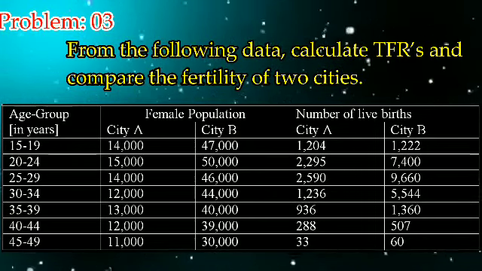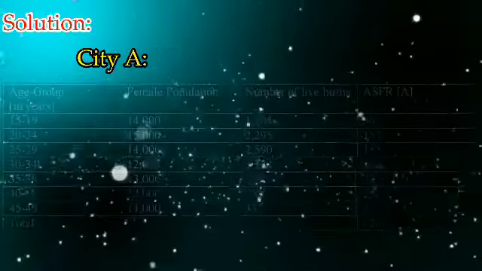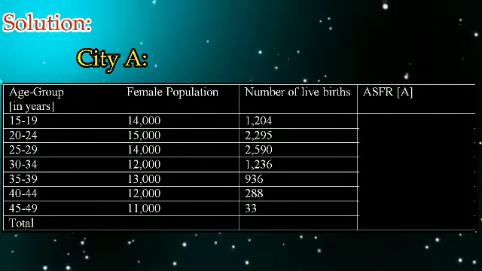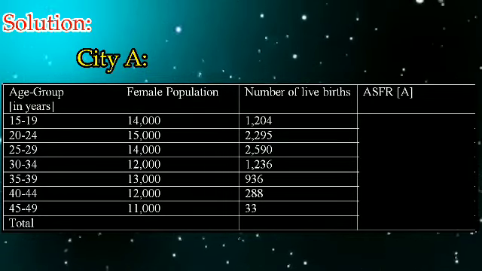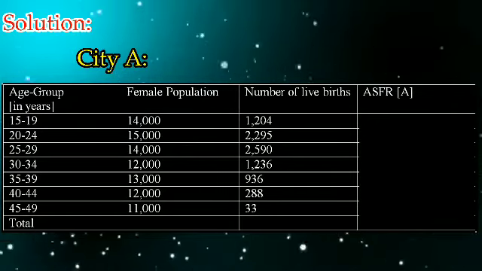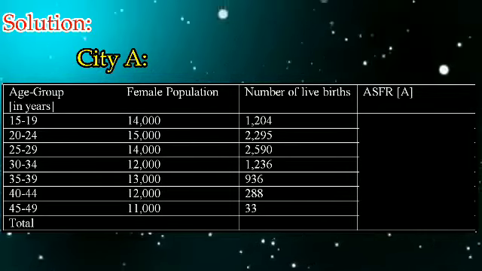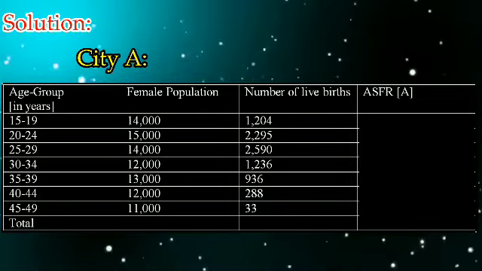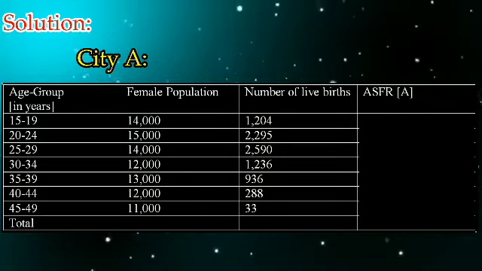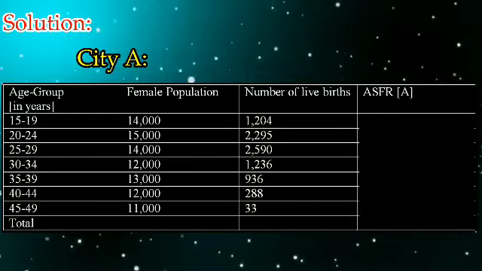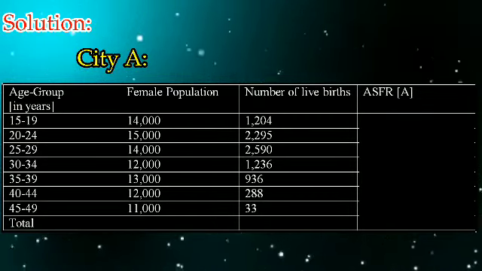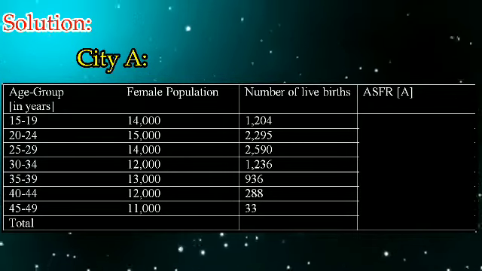Now, in order to find TFR, as we all know, first you should find the ASFR values for both the cities. So, solution. Under solution, draw a table and consider the data related to the first city, that is city A. So, take side heading as city A, and then draw a table. Consider all the age groups which are given in the question. Consider the female population of city A. Similarly, consider the number of live births of city A, and then compute ASFR values for the first city.